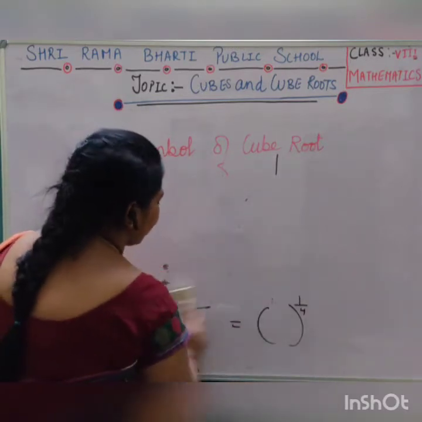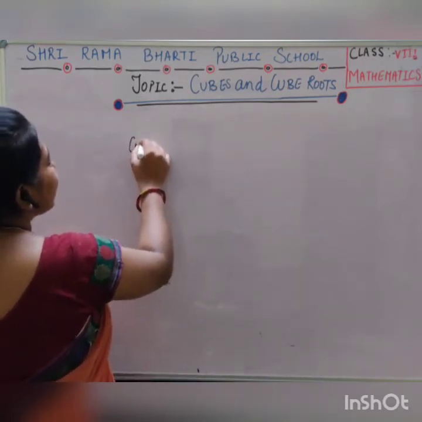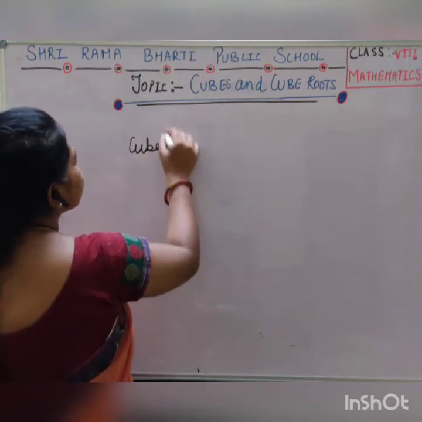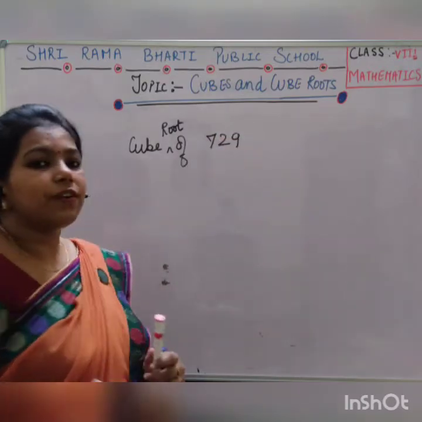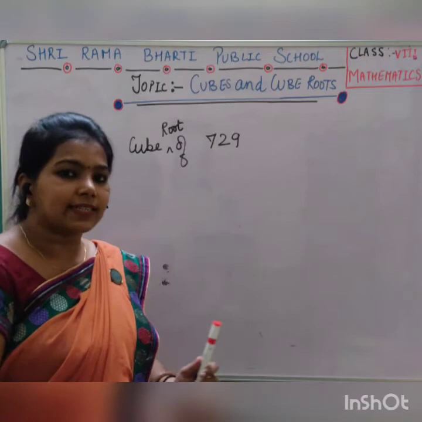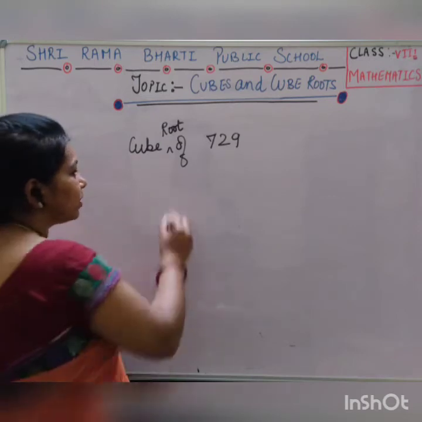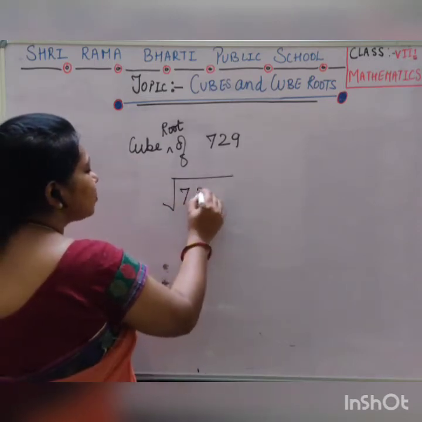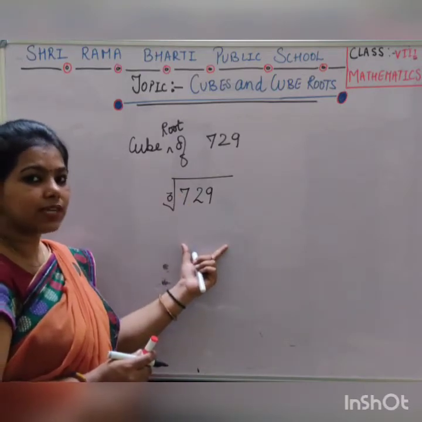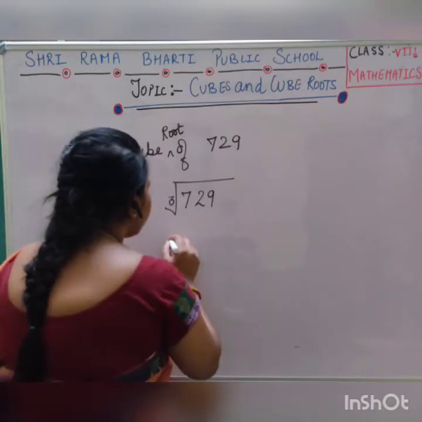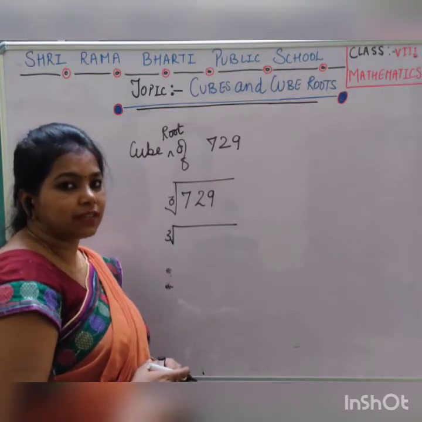Okay, now let's take an example. We have to find the cube root of 729. So the first thing to keep in mind is how we will write it. Rather than writing it in statement form, we can use the symbol of cube root. So we will write the cube root of 729. We are going to find the cube root of 729 by using the prime factorization method.